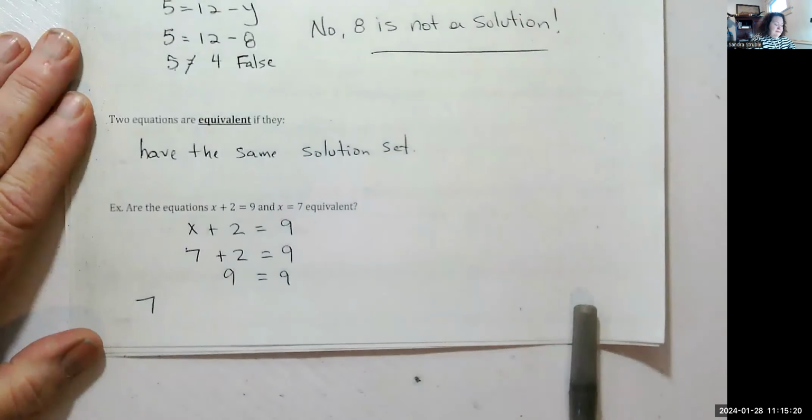7 is the solution, the only solution. All right. What about the other one? x is equal to 7. Well, again, 7 is the only solution. So yes, they are equivalent.